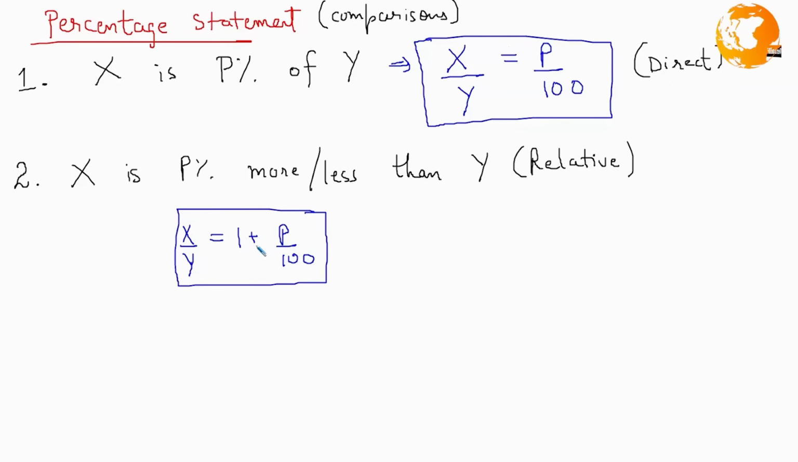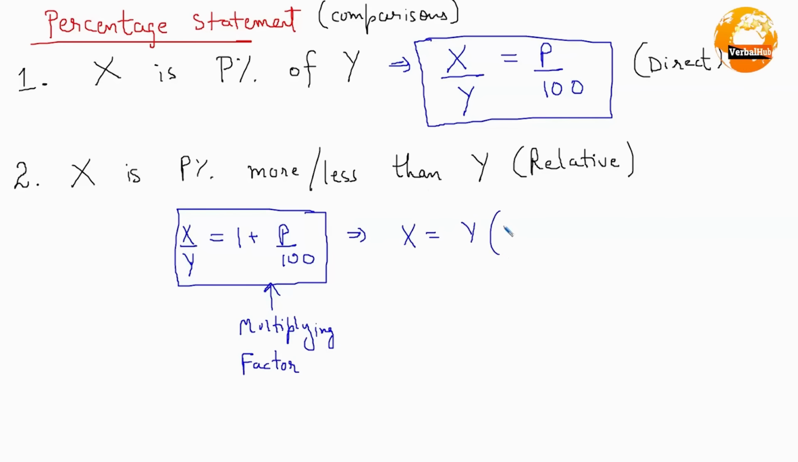This thing, 1 plus P by 100, I will keep on referring to as the multiplying factor. And this will come again and again in my discussion, right? Because if you pay close attention, this is exactly what its job is. The Y you can think of as an old value, the X is the current value. So X is multiplied with this factor to get Y, right? X is Y times 1 plus P by 100. So that's why it's called the multiplying factor, right?